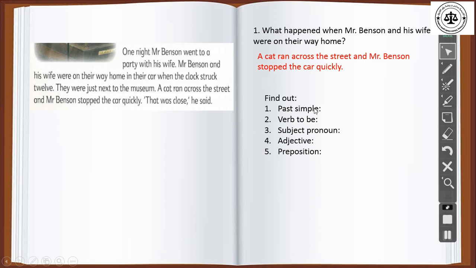Okay, let's find out together. Past simple: went, ran, was, were, here, stopped. Yes, were, okay. Verb to be. Who can tell me what are the verbs to be? Yes, we have is, are, was, and were. Here, what do we have, verb to be? Thank you. We have was and were in this paragraph.